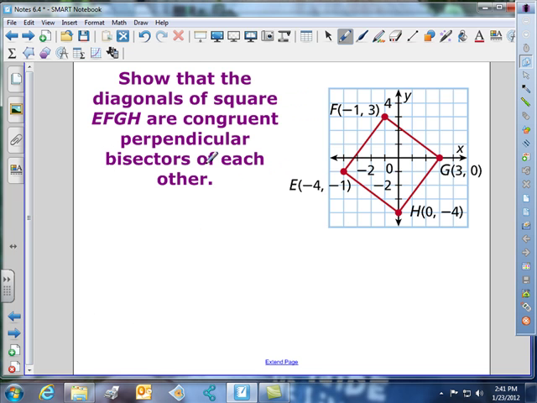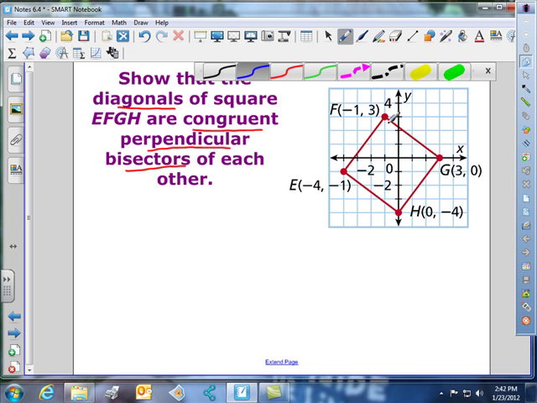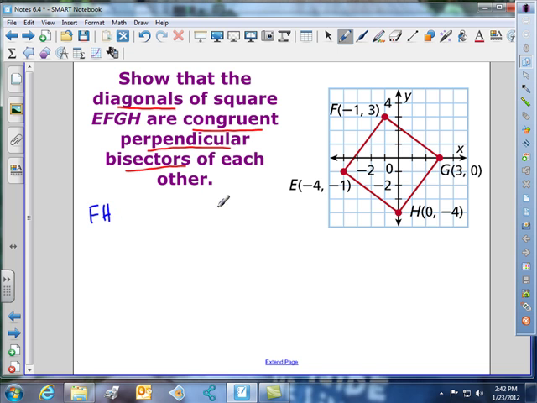So here what we are to do is show that the diagonals of the square are congruent, perpendicular bisectors of each other. Now notice that it says the diagonals here. So we're going to focus on the diagonals. The diagonals are FH and EG. Now there's actually a lot going on here. We're to prove that these two sides are congruent. That means the measures of their sides are congruent.